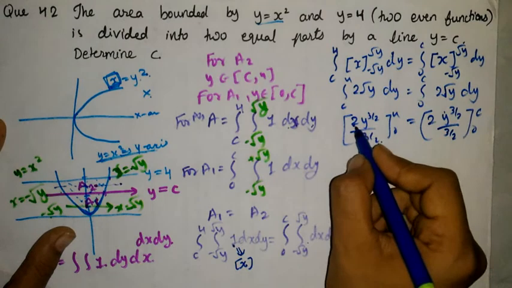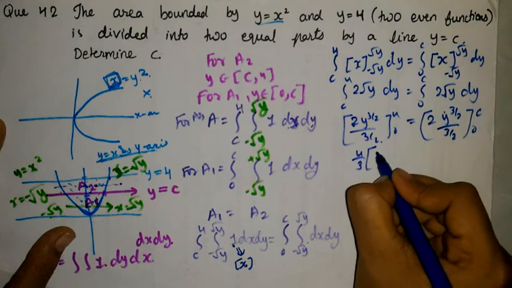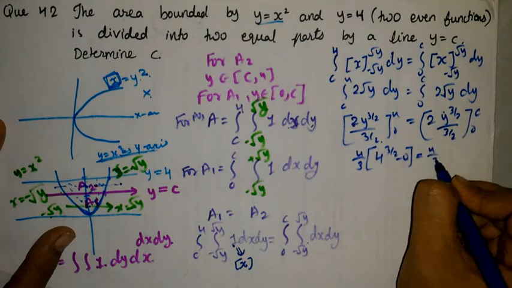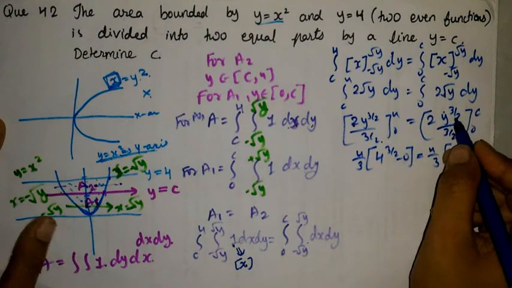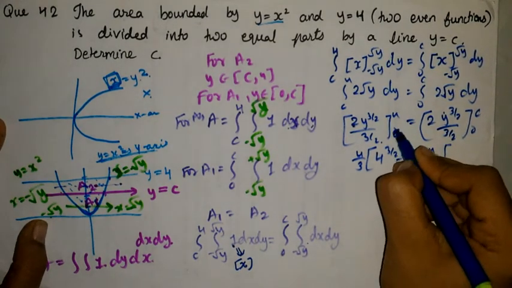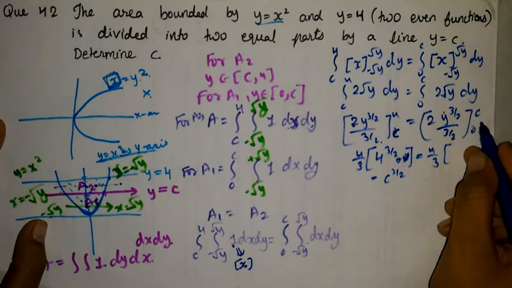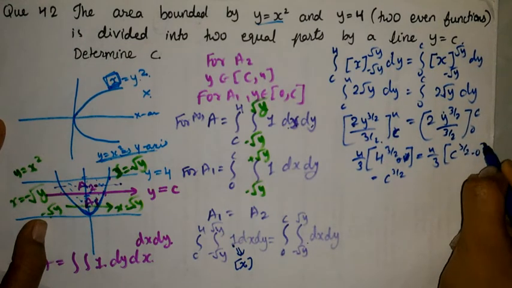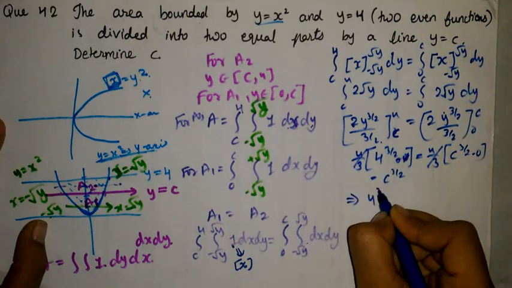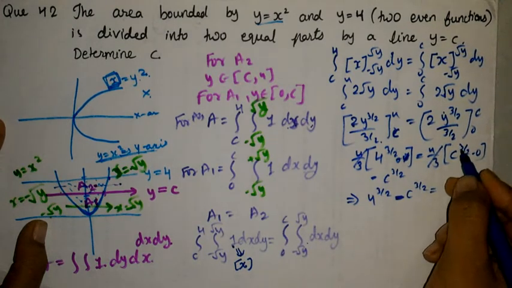So let me write one time. So 2 upon 3 by 2 means 4 by 3 into upper limit 4 raised to 3 by 2 minus c raised to 3 by 2, that is equal to this also 4 by 3 into upper limit c raised to 3 by 2 minus 0. So this will get cancelled. Now solving this, 4 raised to 3 by 2 minus c raised to 3 by 2 is equal to c raised to 3 by 2.